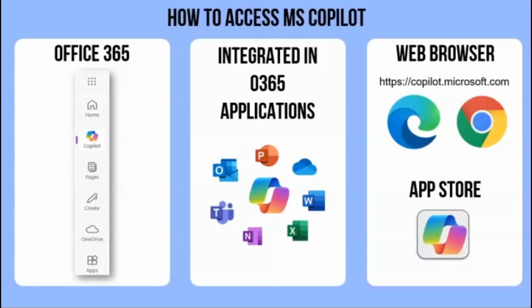Some of your Microsoft apps may have Copilot embedded within. All you have to do is look for the Copilot icon in the top right corner. You can also go to the web and visit copilot.microsoft.com, or on your smart device, go to the App Store to download that app.